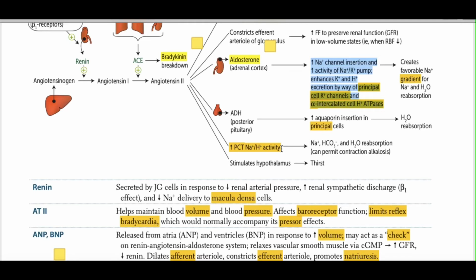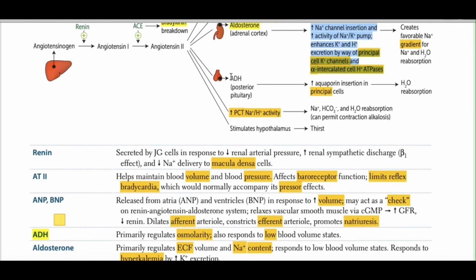Another parameter is antidiuretic hormone that is secreted by posterior pituitary. So angiotensin 2 will send signal to pituitary gland. So that gland will secrete antidiuretic hormone that will increase aquaporin insertion in principal cells. So this aquaporin insertion will also lead to water reabsorption, so that will result in increased blood pressure. So let me show you how.